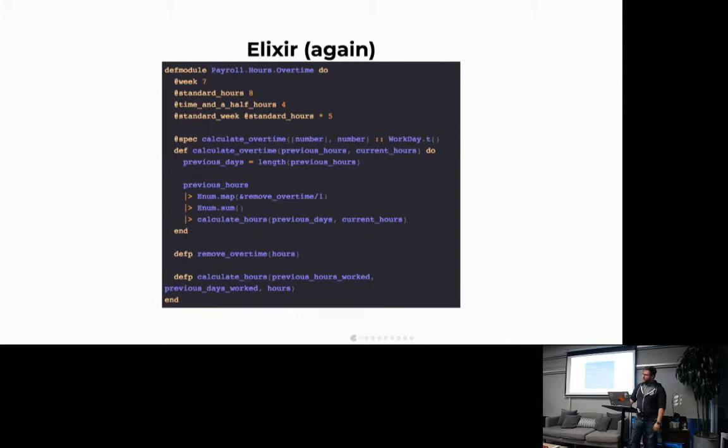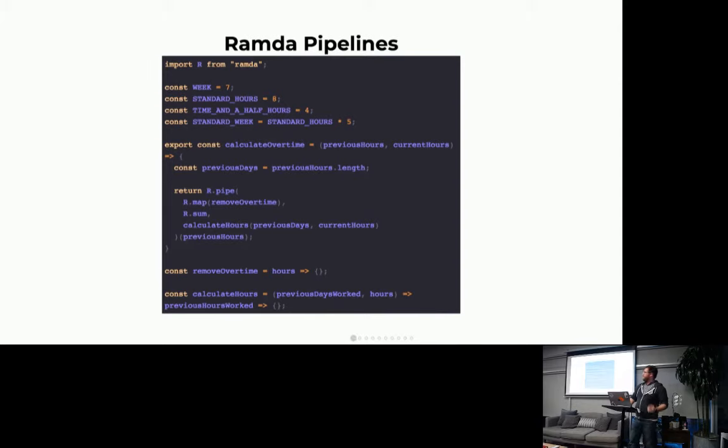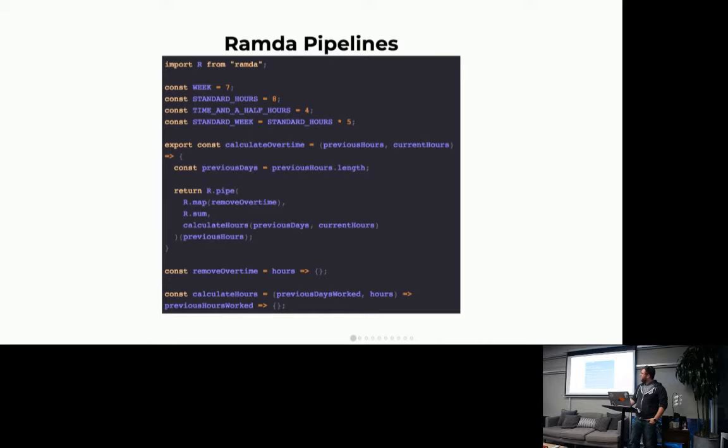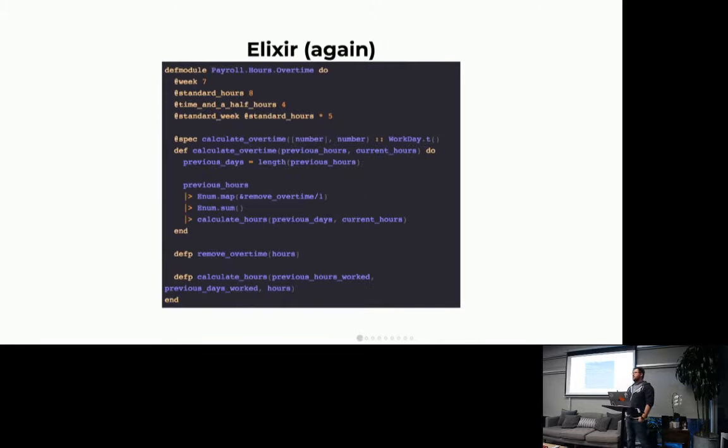So as a reminder, here's the Elixir implementation, and here's the JavaScript implementation. I mean, you're writing the same code, the same logic. Mapping, calling out to this remove overtime function, summing. It's all there. You even have basically the same constants in JavaScript as in Elixir, whatever they are, the compile time constants. So it's allowing you to write things the way that your brain works if you've been doing Elixir for a while.